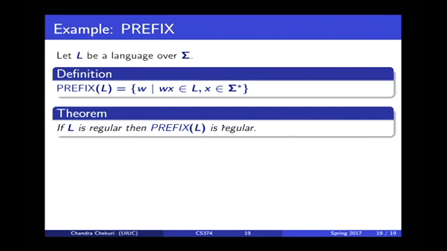So how do we prove this? It's a little tricky because we are proving a meta theorem. I don't have a single regular language L that I am trying to prove the prefix of is regular. I have to prove it for all regular languages, in some sense simultaneously. That means I need a meta proof. What does it mean, a meta proof?